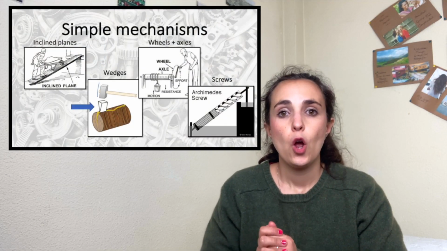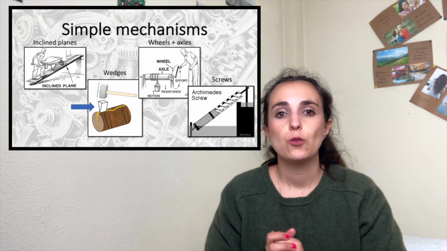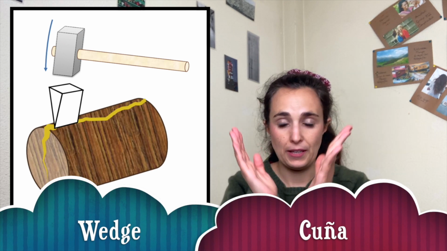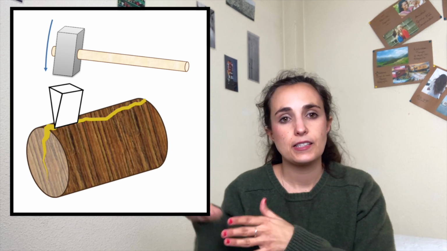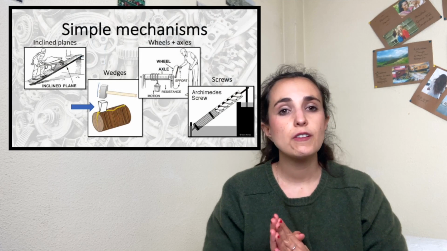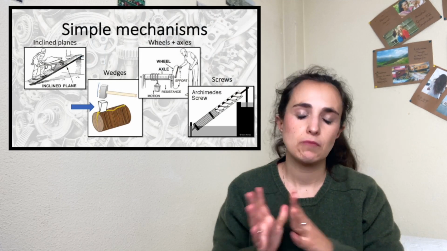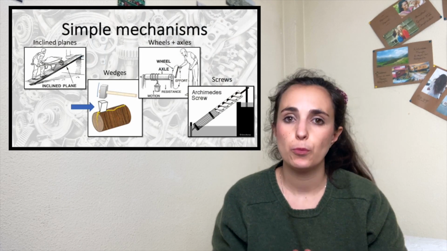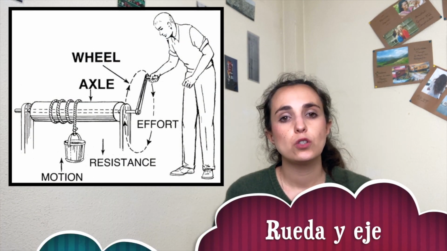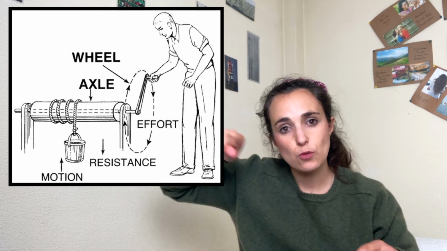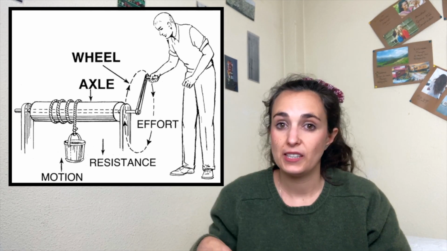Another example of a simple machine is the wedge. A wedge is a conical piece that will help you to split something in two, like in this example with the hammer and the trunk. Another very typical example, a bit more complex but still simple, is the wheel and the axle. You have a wheel and an axle to move the wheel, and you will be able to move an object easily with this rotational movement.